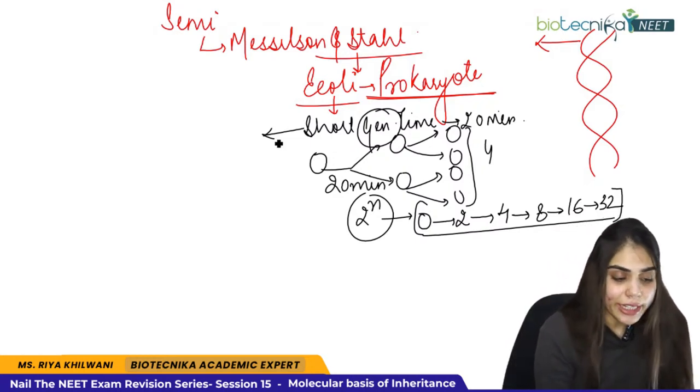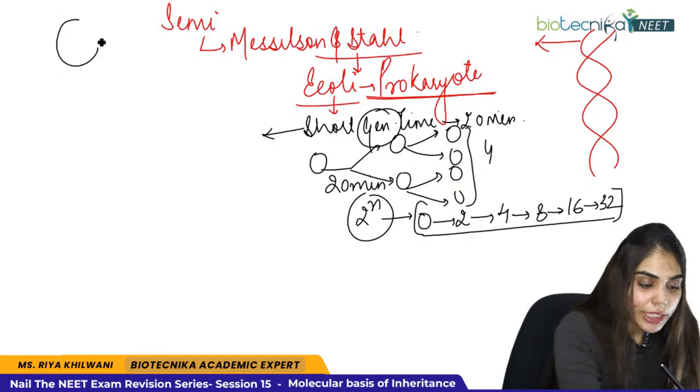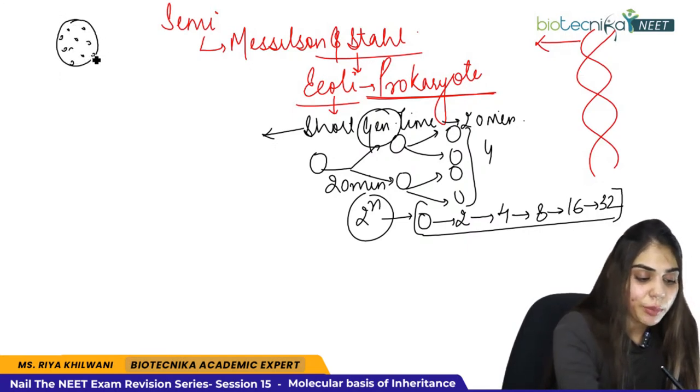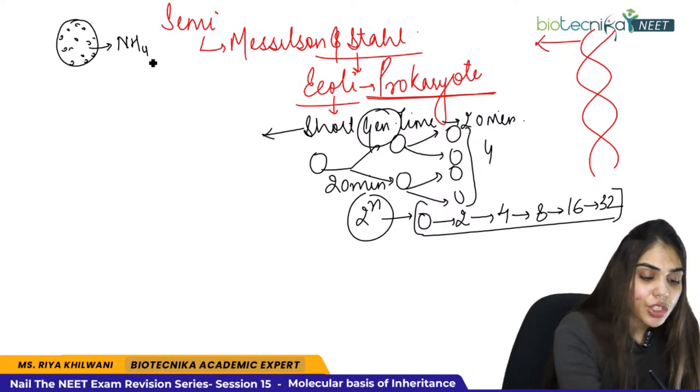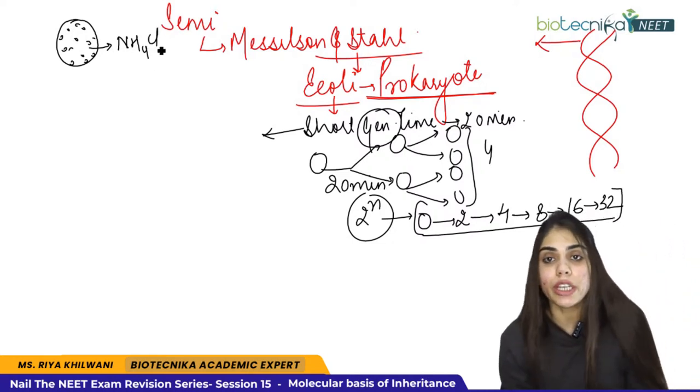So what he did was take E. coli and culture it in its specific medium. The medium he provided was NH4Cl, that is ammonium chloride.